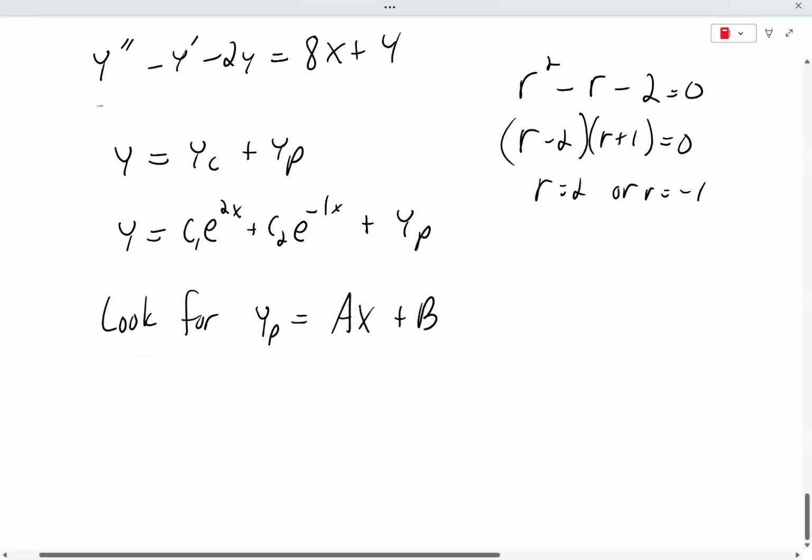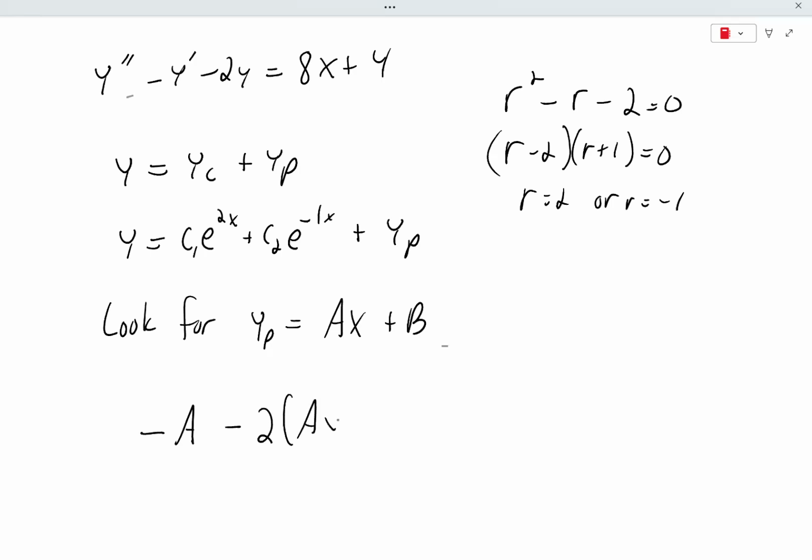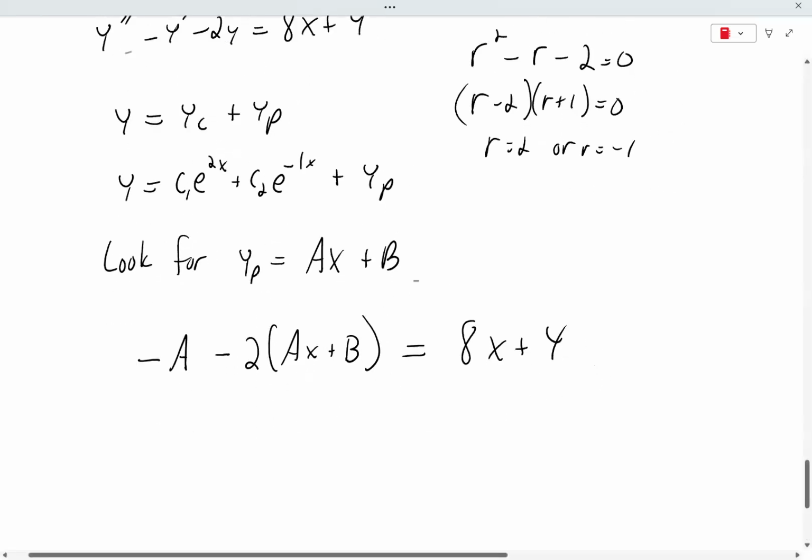Okay, so basically I plug this in. I need two derivatives of this to start, right? So I take two derivatives, which would be 0, because this would go away. And then minus, now I take one derivative of this, and that'd just be a, minus 2, and then I have my function there, ax plus b. And this has to be equal to, on the right side, 8x plus 4, like that. Anything there so far on that?